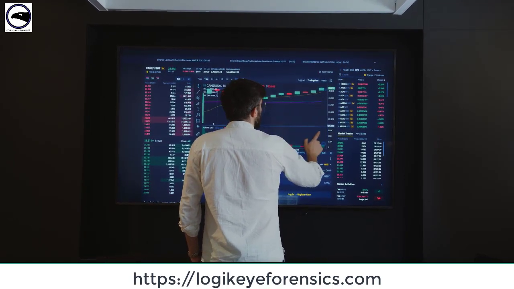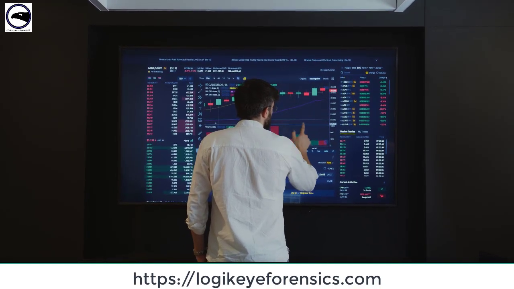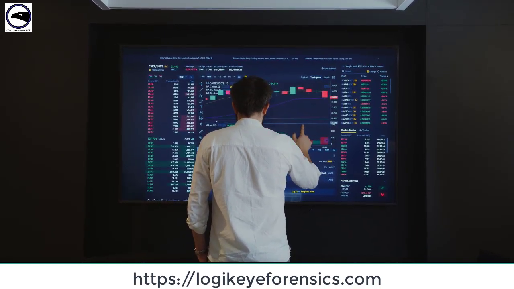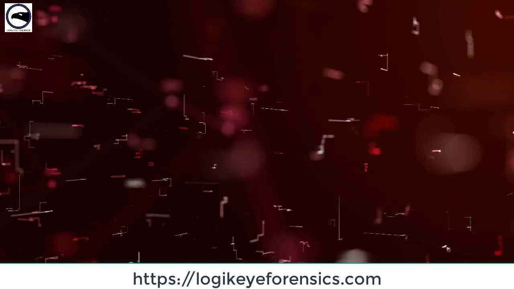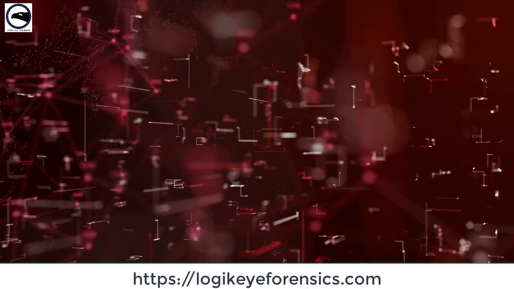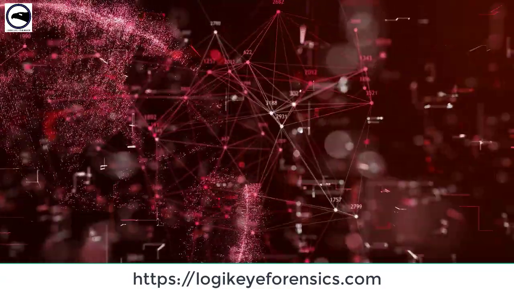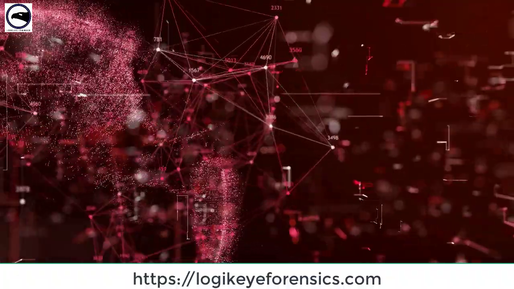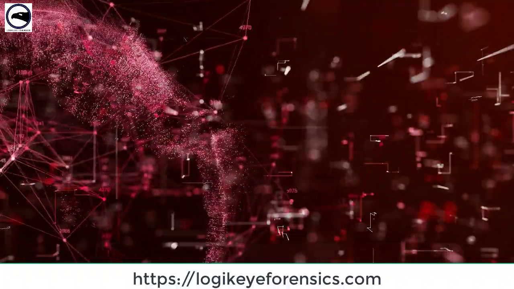Next-generation firewall. A next-generation firewall, NGFW, is a combination of various firewall technologies, including packet filtering, stateful inspection, and application awareness. It uses deep packet inspection, DPI, to analyze the contents of the traffic and can block threats based on user behavior and application usage.